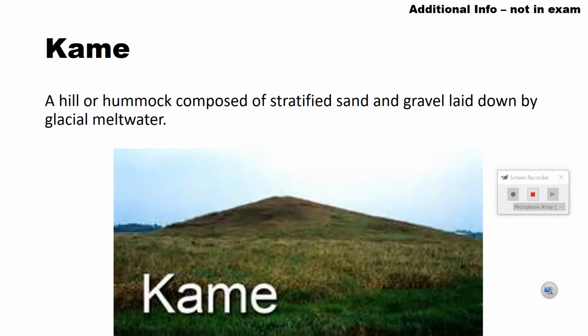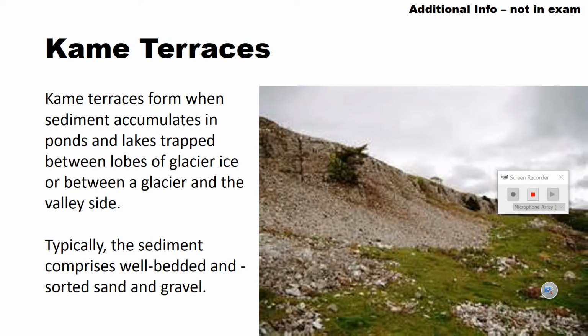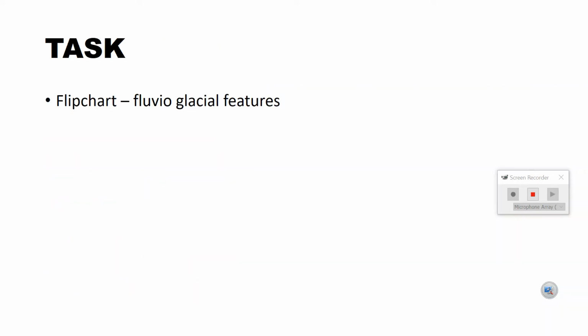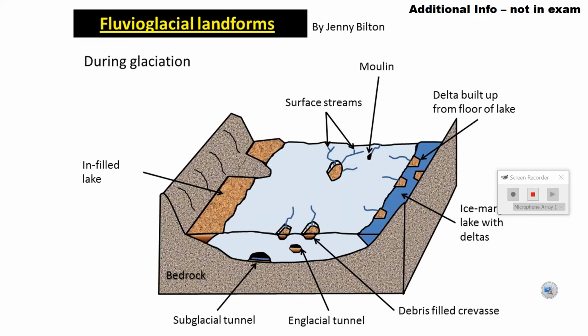A kame, your last feature, not in the exam as well, is a hummock composed of layered sand, stratified sand and gravel laid down by glacial meltwater. Terraces, I'm going to let you read that yourself. Normally I show you a flip chart and we do some labelling of key features. We'll maybe do that if we get back into class. Little diagram of some features for you to have a little think of.